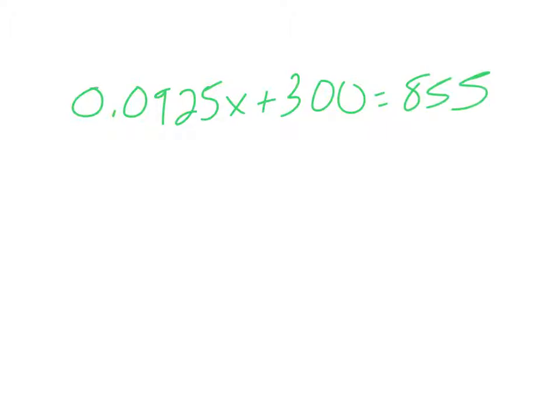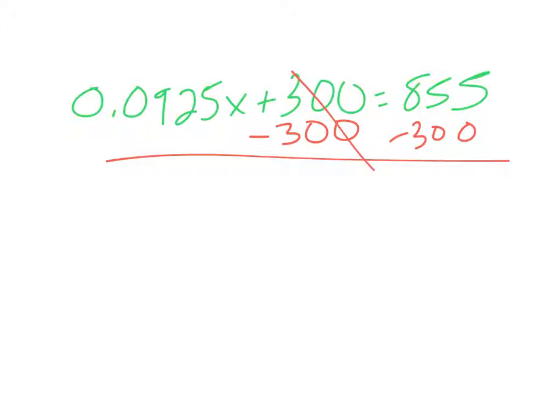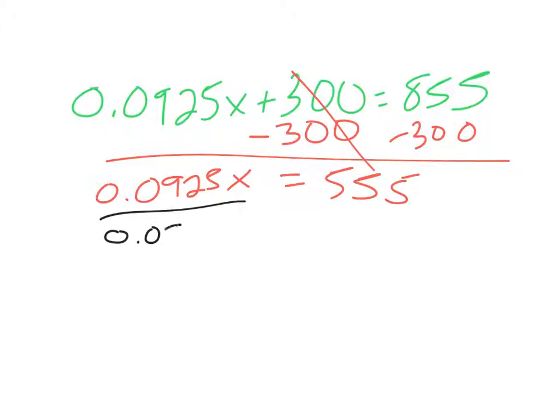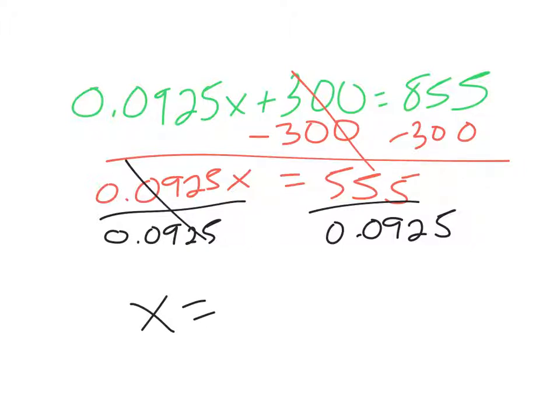So what I'm going to have to do, as we've done before, I need to get rid of that 300 first since it's being added. So I'm going to subtract the 300. That's going to cancel that out. Leave me with 0.0925x is equal to 555. And then I'm going to divide both sides by 0.0925. Sorry, I know it's crazy because of a lot of numbers, but that will finally get me x is equal to 6,000.